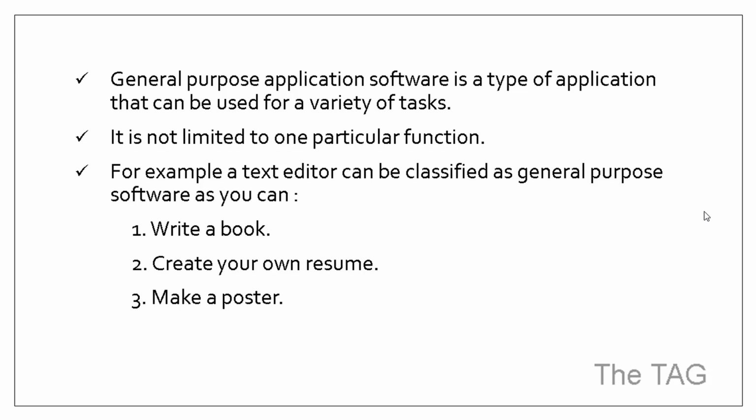So, C language is a general purpose programming language. It is a type of application that can be used for a variety of tasks. So, it is not limited to just single task. For example, a text editor can be used to write a book, to create your own resume, or even to make a poster. So a text editor can be classified as a general purpose software.